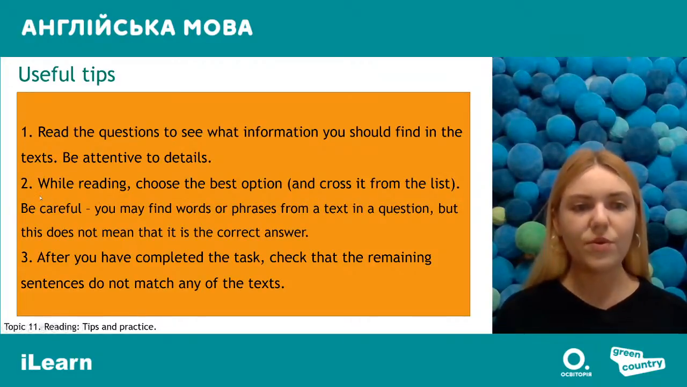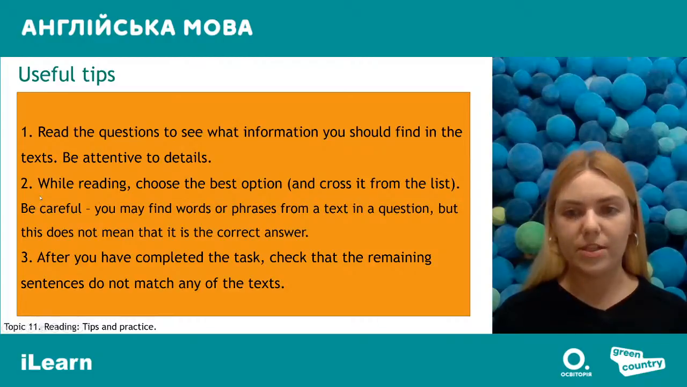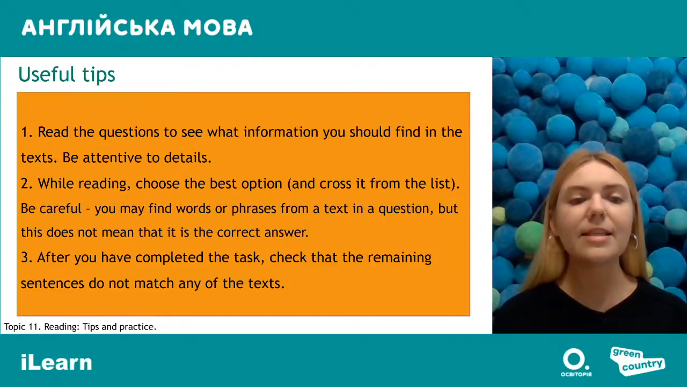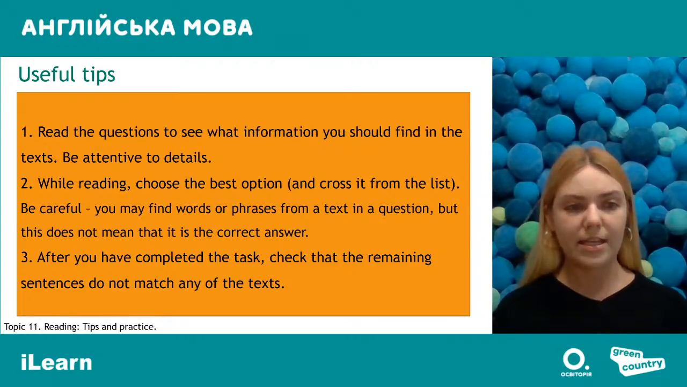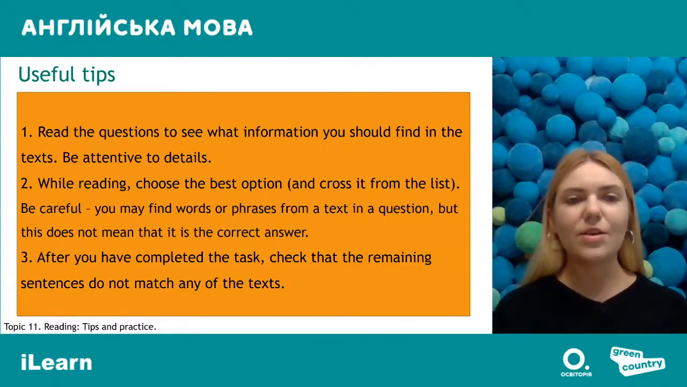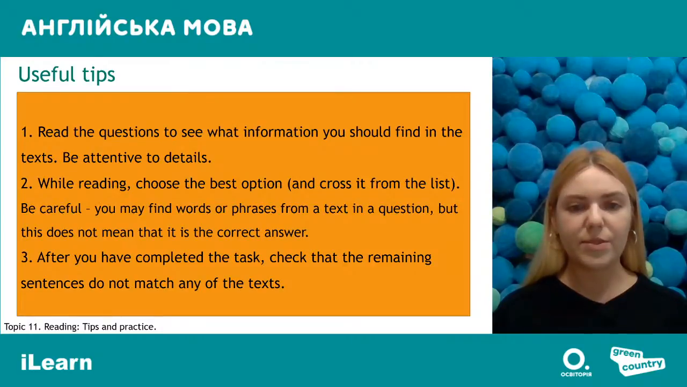Tip number 2: while reading, choose the best option and cross it from the list. Be careful, you may find words or phrases from a text in a question, but this does not mean that it is the correct answer. Be very careful with synonyms and paraphrases. Look for synonyms, antonyms and paraphrases. If you see in the options the same words as in the text, it doesn't mean that that is the right answer. It might be tricky, so please be very careful with the synonyms.